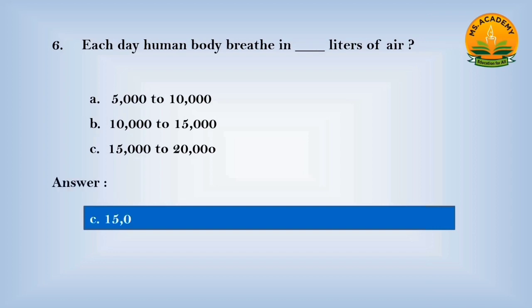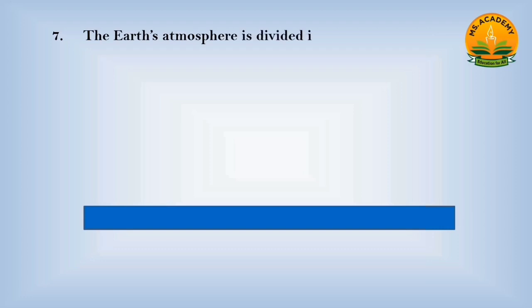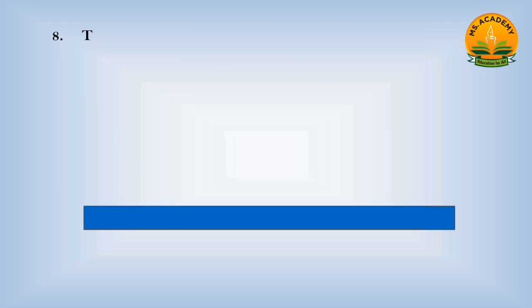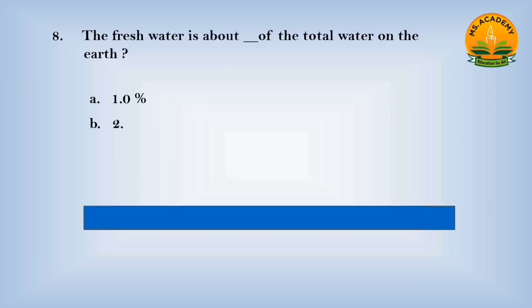Each day human body breathes in dash liters of air. A. 5,000 to 10,000, B. 10,000 to 15,000, C. 15,000 to 20,000. Answer is C. 15,000 to 20,000. The Earth's atmosphere is divided into 5 atmospheric layers. The ozone layer lies in the A. Stratosphere, B. Mesosphere, C. Troposphere. Answer is A. Stratosphere. The fresh water is about dash of the total water on the earth. A. 1%, B. 2.5%, C. 5%. Answer is B. 2.5%.